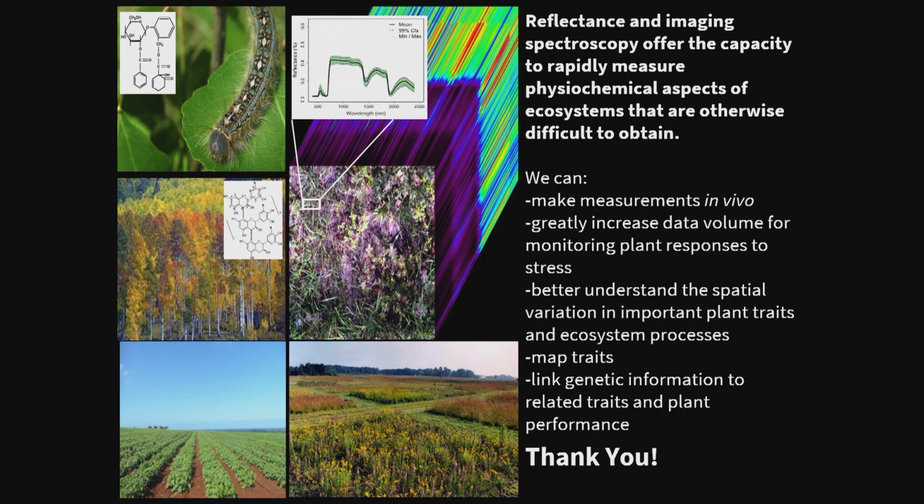So, in closing, reflectance and imaging spectroscopy have a lot of potential to rapidly measure physiochemical aspects of different plants and different ecosystems that are otherwise laborious and time-intensive to obtain, right? The measurements can be made in living plants. You don't have to destructively harvest these plants to get an actual estimate. We can increase data volume. The amount of time that it takes us to move through and collect quite a bit of those data is a lot less than it takes to actually collect and then process and analyze those data.